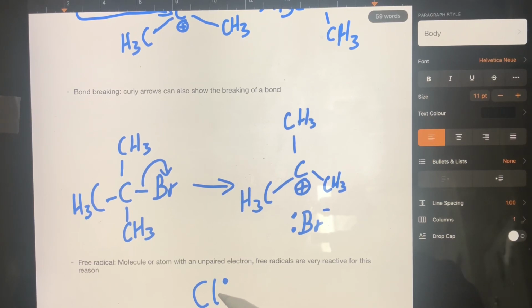Free radicals are always very reactive because they want to be paired. They don't like being isolated like this. They always want to be paired and are always going to react, because they need to go and react with another chlorine, becoming, in this case, Cl2, because it can't just be unpaired like this. And yeah, that's it really.